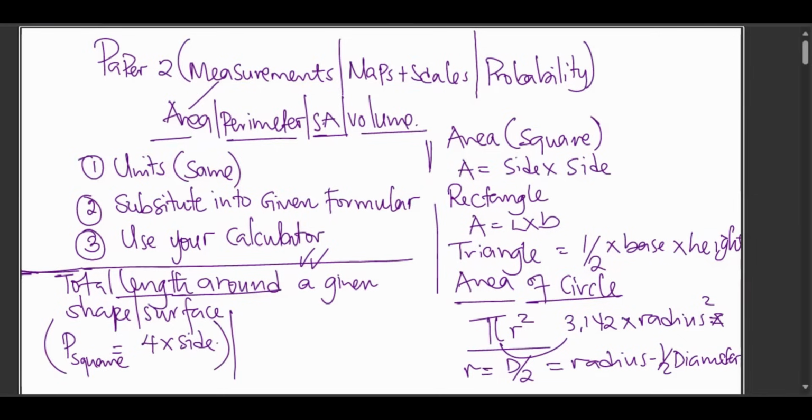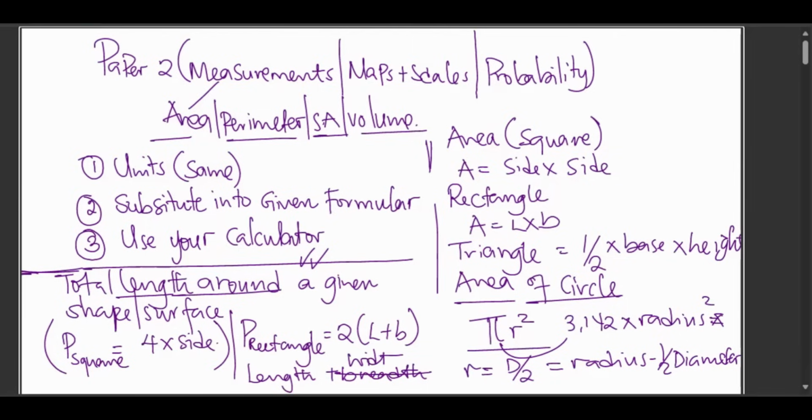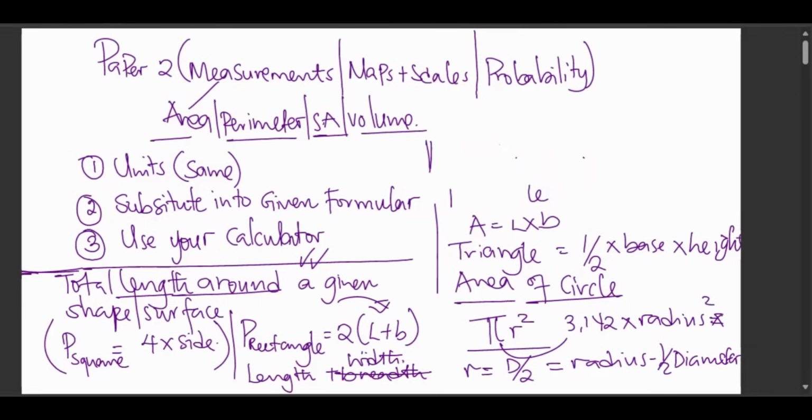Whereas the perimeter of a rectangle will always be 2 into L plus B, whereby L is the length, the longer side of the rectangle, and B is the breadth, which is the shorter side. If you don't want to use breadth, you can say width. But before you substitute into the formula, units have to be the same. Look at the question and what does it require you to do? Volume, surface area.